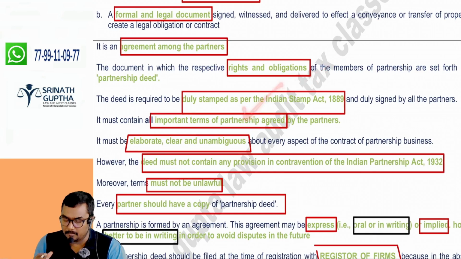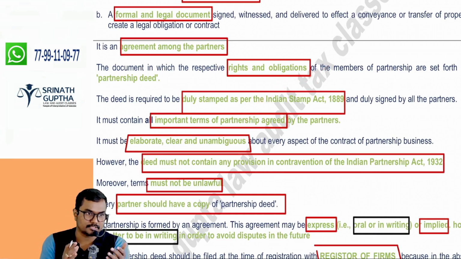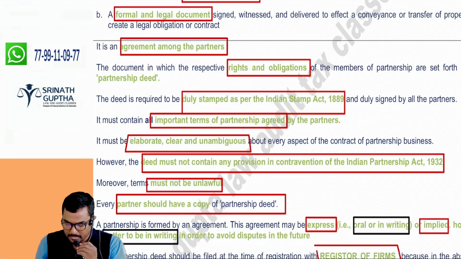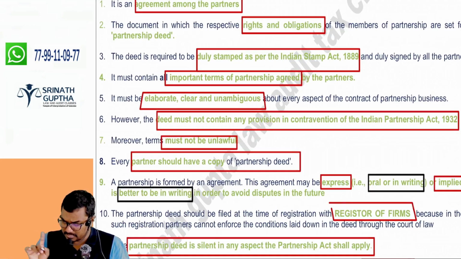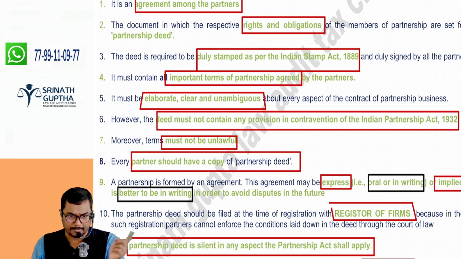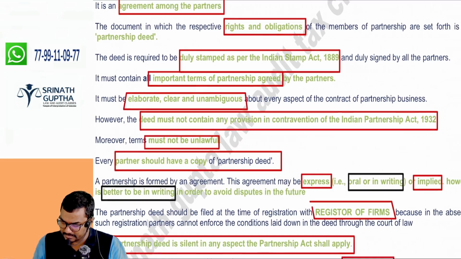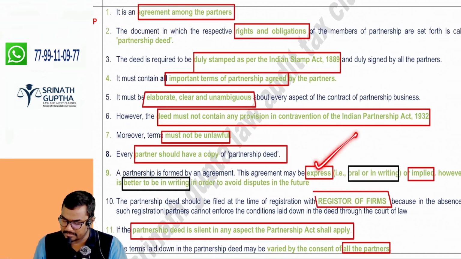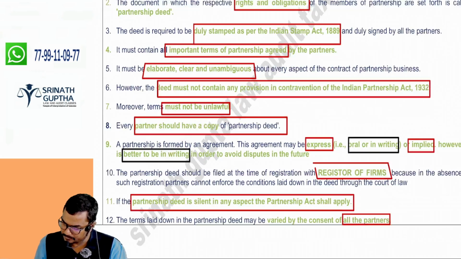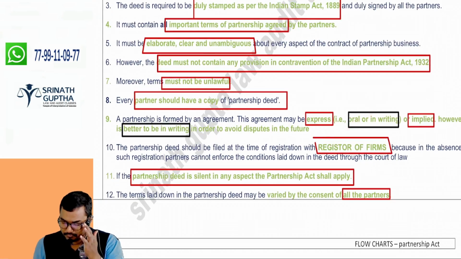It will contain the important terms for the partners: what partners should do, what you should do, what I should do. It should be clear, elaborate and unambiguous. There must be clarity in the partnership deed. The deed must not contain any provision contrary to the Partnership Act, and it must not be unlawful. We have to give one copy to all the partners. It can be oral or in writing. In order to avoid disputes in the future, it is better to be in writing. And it must be filed with the Registrar of Firms.